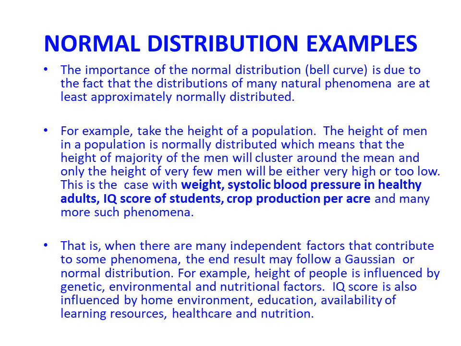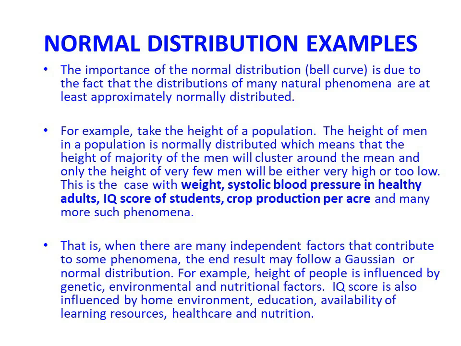Examples of normal distribution. The importance of the normal distribution, the bell curve, is due to the fact that the distributions of many natural phenomena are at least approximately normally distributed. For example, take the height of a population. The height of men in a population is normally distributed, which means that the height of the majority of men will cluster around the mean and only the height of very few men will be either very high or too low. This is the case with weight, systolic blood pressure in healthy adults, IQ score of students, crop production per acre and many more such phenomena.